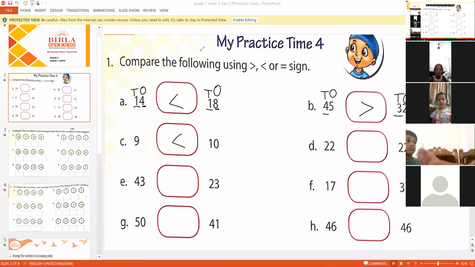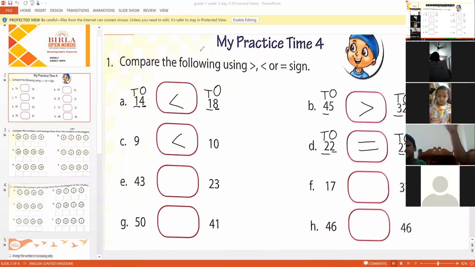Both numbers are equal, because children, if you see properly, in the number 22, in tens place we have 2 on both sides, and in ones place also we have 2. So in ones and tens place we have the same numbers. So this means that both numbers are equal.